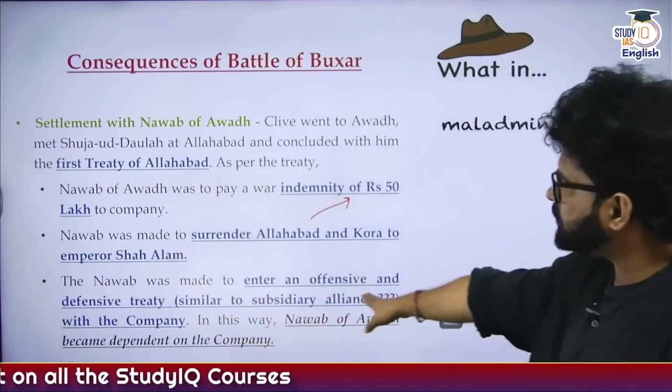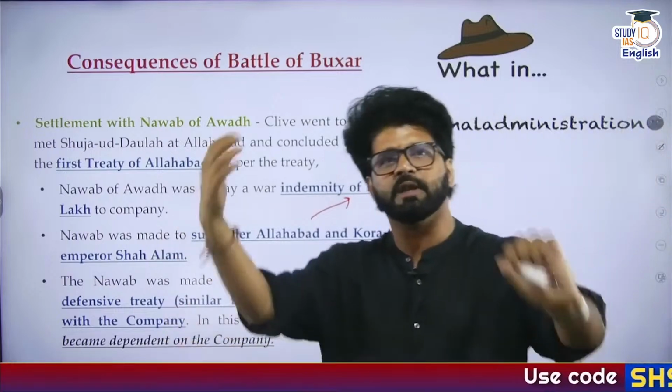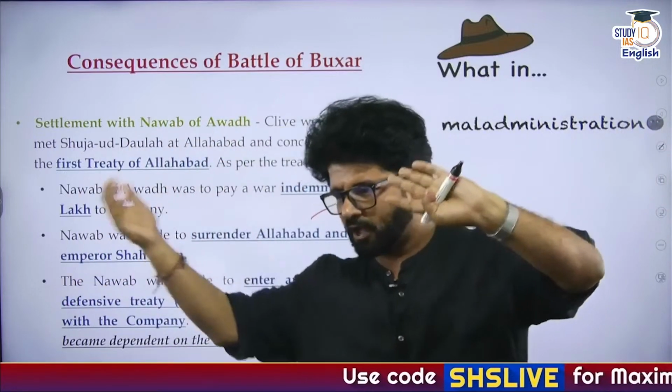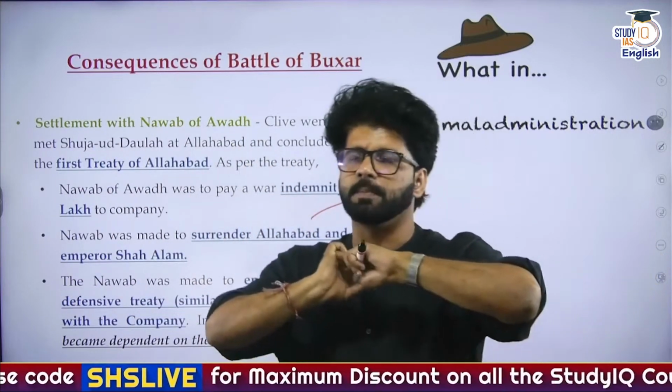We'll see that. So Nawab was made to enter an offensive and defensive treaty, which is similar to subsidiary alliance. We'll have a talk on this. Many people believe that from 1798 onwards, Britishers were the ones who introduced the subsidiary alliance concept.